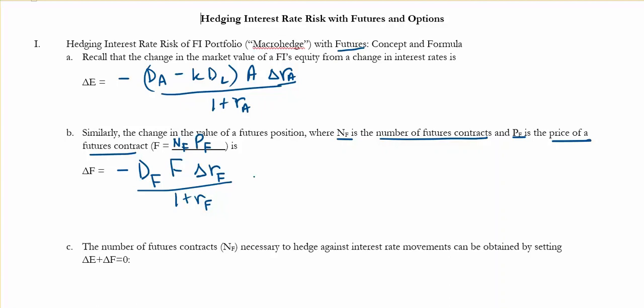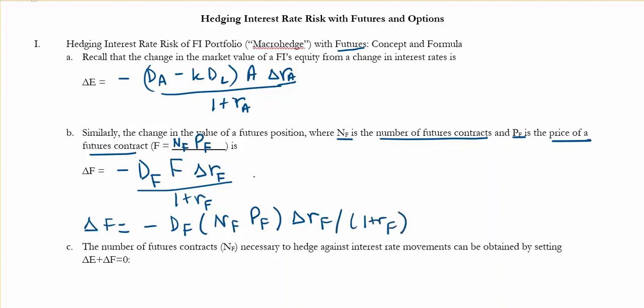And do one more step here where I plug in the formula for the value of the futures contract, because the value of the whole position is the number of futures contracts times the price of the futures contracts, and then the relative change in interest rates.